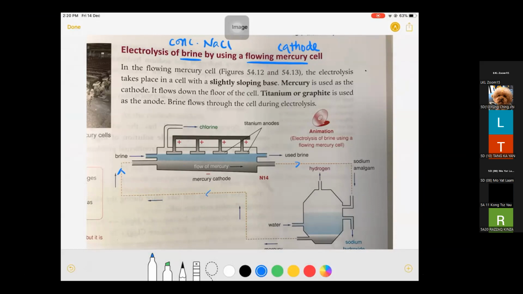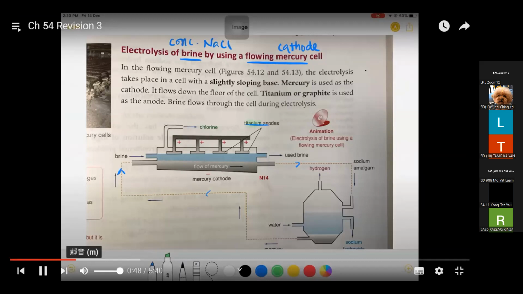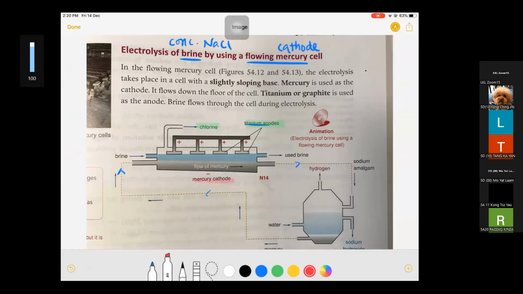Now pay attention to the anode. I highlight it in green. At the anode, chlorine gas is produced. Why? While at the cathode, I highlight it in red. At the cathode, we have an alloy, which is called sodium amalgam. What is it? And then after that, the alloy is injected into water. And finally, sodium hydroxide is produced. Okay, I will need to talk about all these.